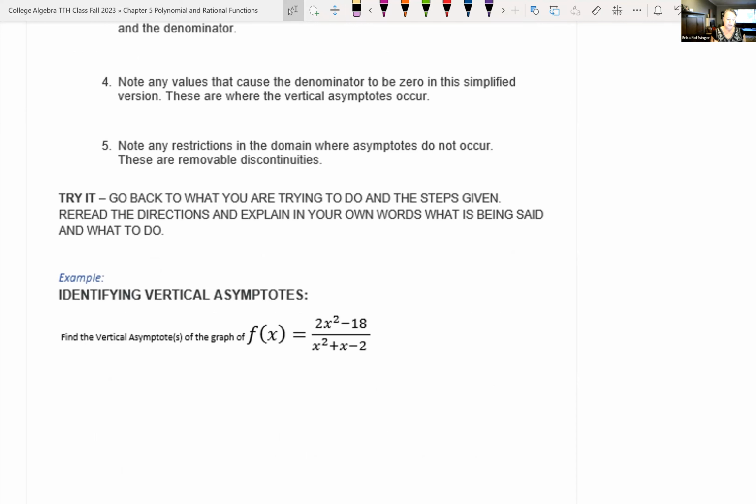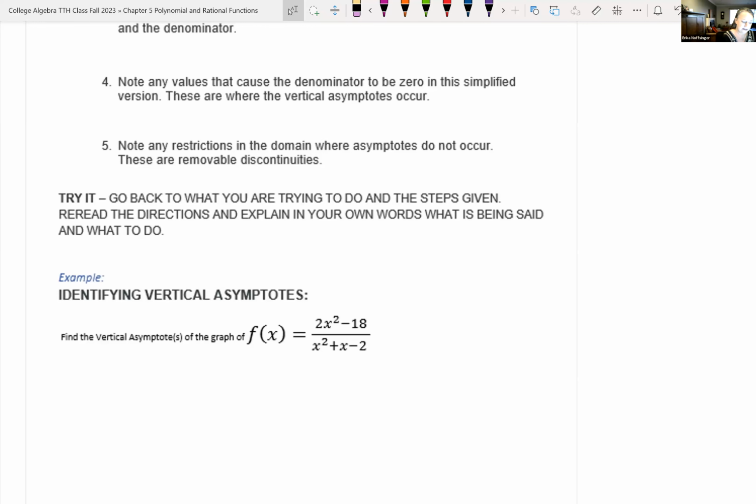Okay, so now we're looking at an example where we're going to identify the vertical asymptote. We're given a rational function. The rational function is f of x is equal to, our numerator is 2x squared minus 18, and that is all over the denominator, which is x squared plus x minus 2. So first thing we want to do is let's factor both the numerator and our denominator.